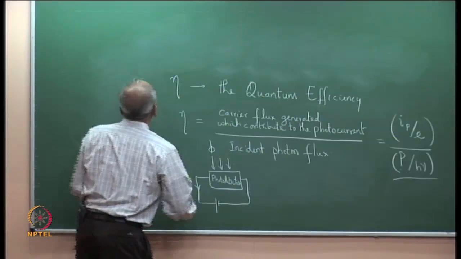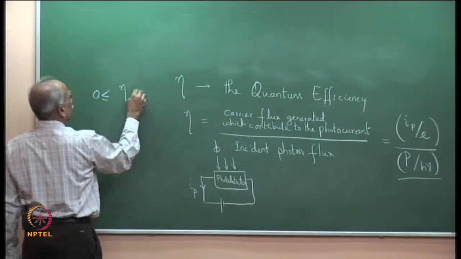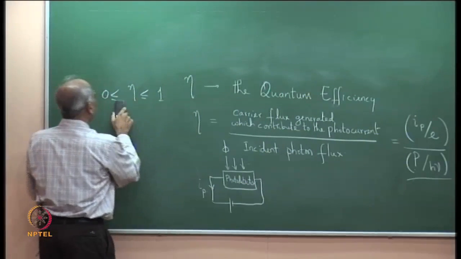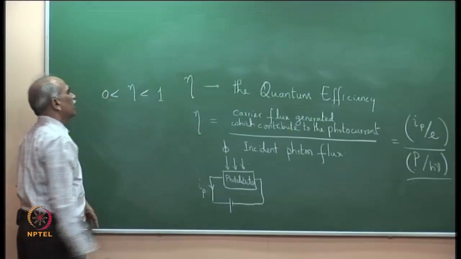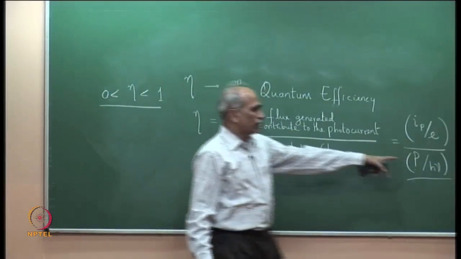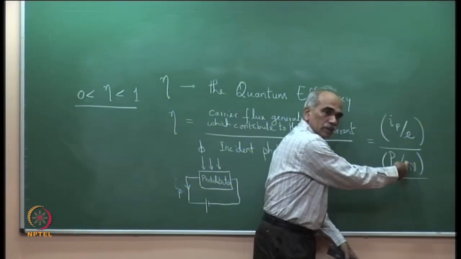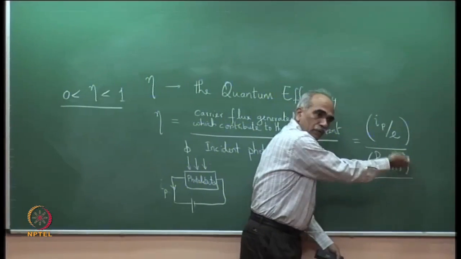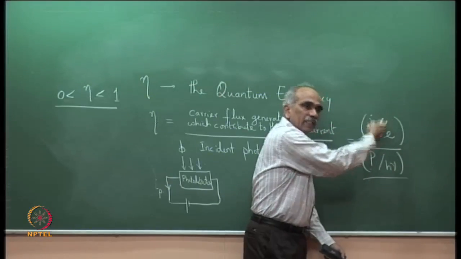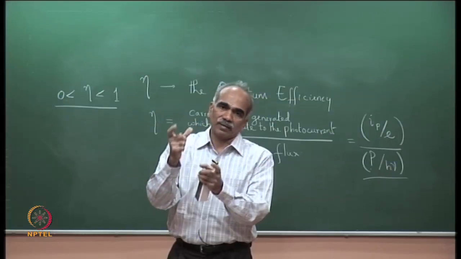Obviously, eta is less than 1. So, 0 less than or equal to eta less than or equal to 1 at best. In general I do not even use this, because it is a fraction. Photon flux is the number of photons incident per unit time, and this is the number of carriers generated. Every incident photon will generate one electron hole pair, that is all.